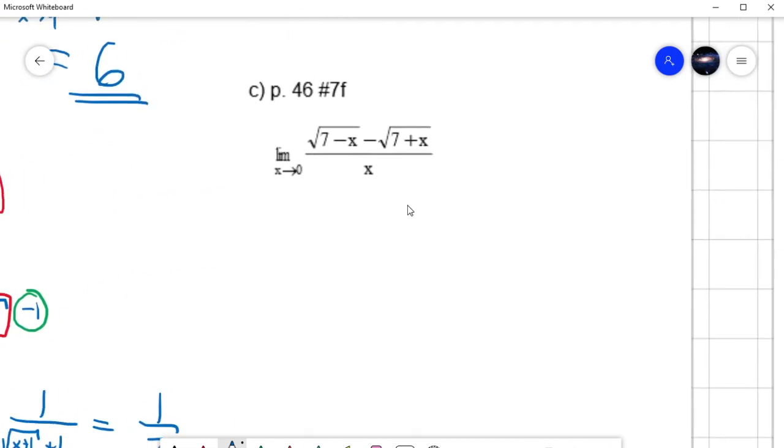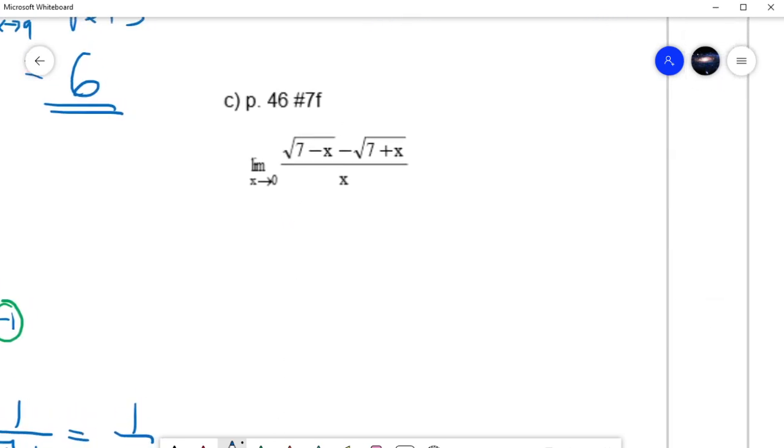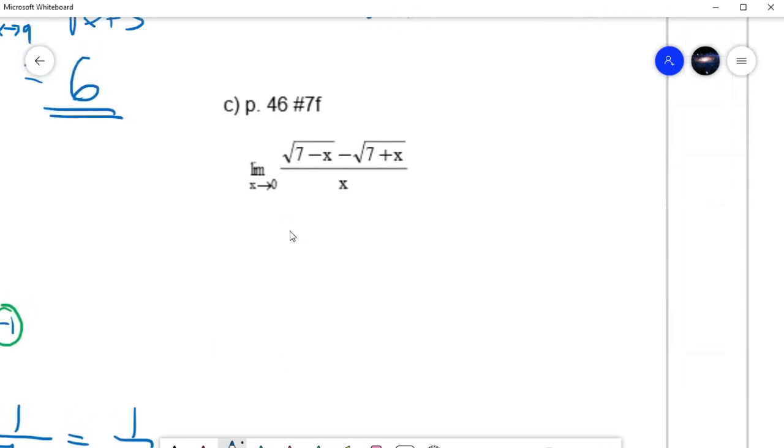For this one, I'm going to post this one to discussion. I think you have the tools you need.